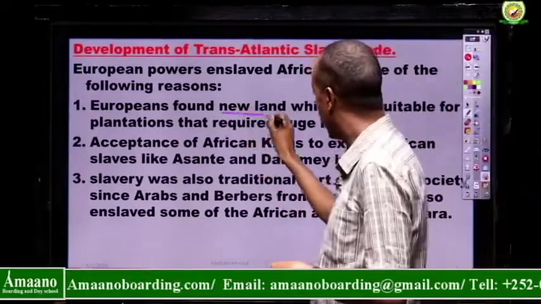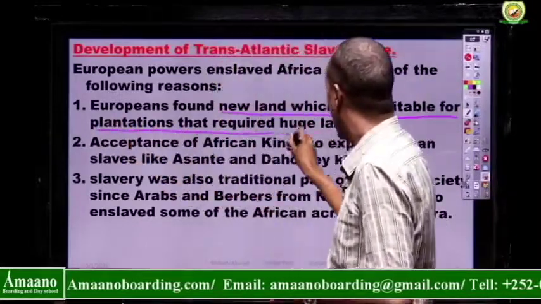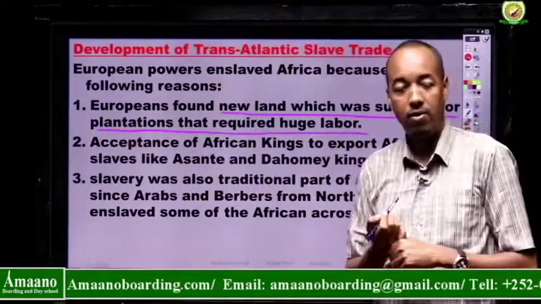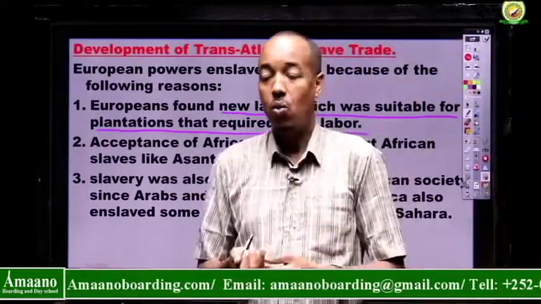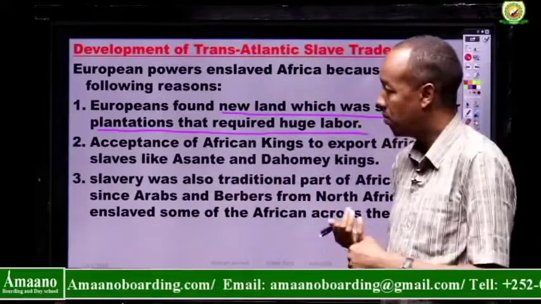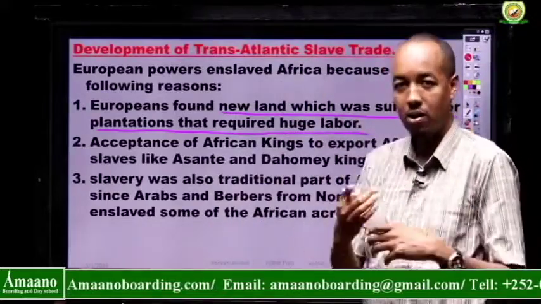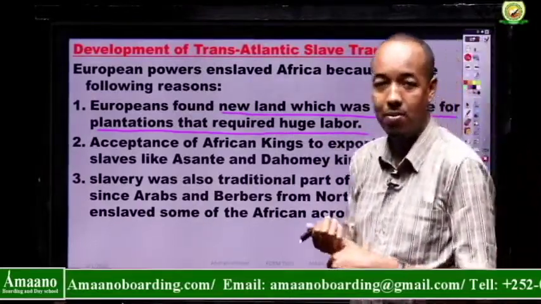Europeans found new land, which was suitable for plantations that required huge labor. The Europeans discovered a new land, the New World. We're talking about America, where there are very, very huge plantations: sugar plantations, tobacco plantations, cotton plantations. So now they needed this huge labor, and Africa became the best choice.